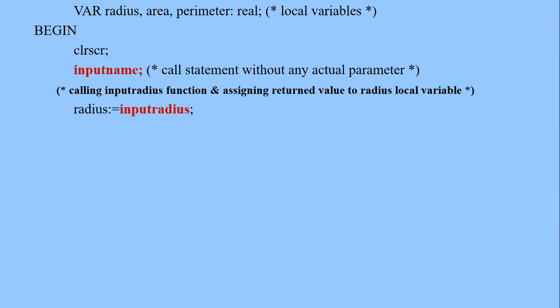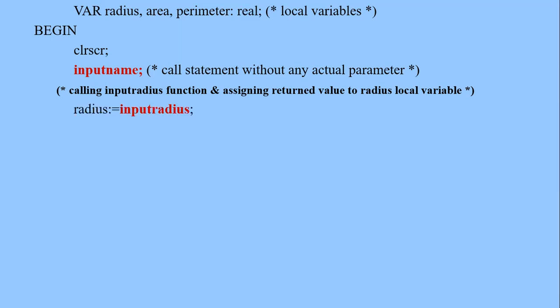So the next line is this other statement here. This is a call statement to a function. Anytime you see this assignment operator, a function being assigned to a certain memory location, that tells you that's a function. So here we have a function. This function is called input radius. We are not sending anything to it, but it will bring back to this program a value, and that value will be stored in the memory location called radius.